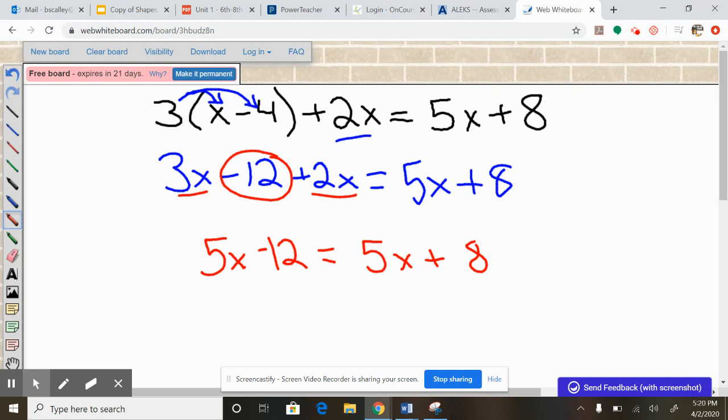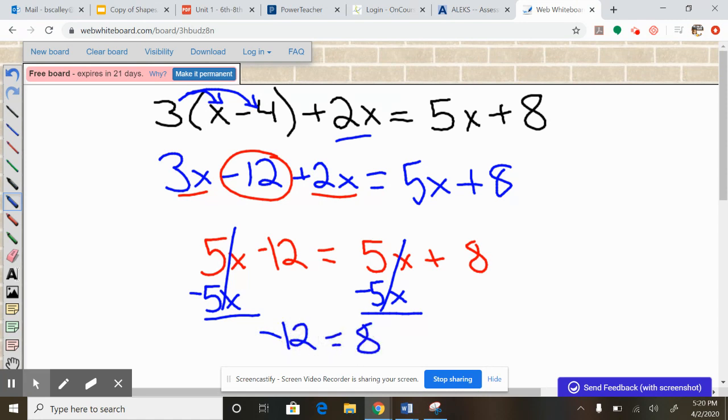Now, what I see right here is both sides have a 5x, but one of them has a minus 12 and one of them has a plus 8. You've got a couple options here, but what you might do is subtract 5x on both sides. What's going to happen there, it's going to cancel in both spots, and you would get negative 12 is equal to positive 8, which is totally not true.